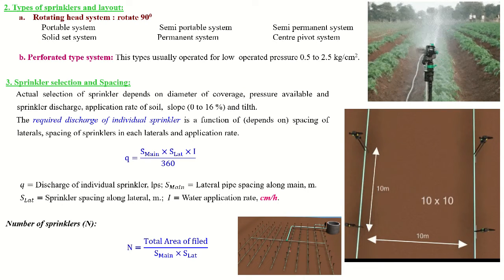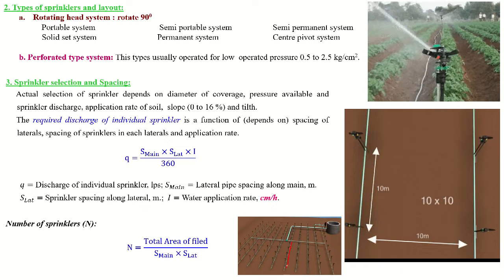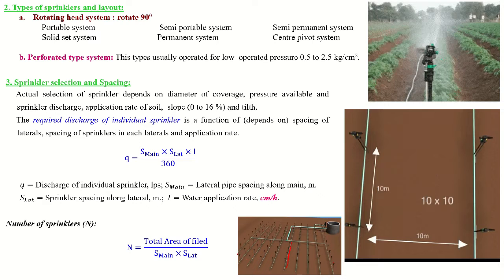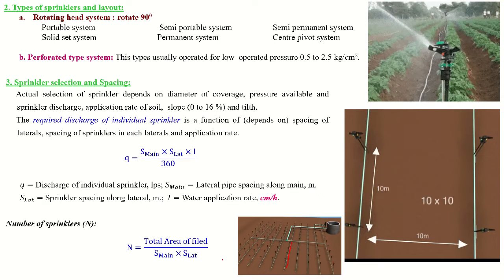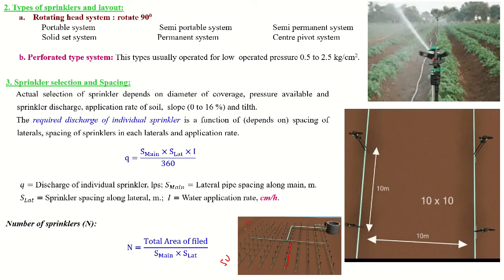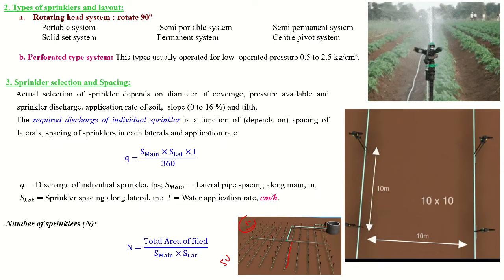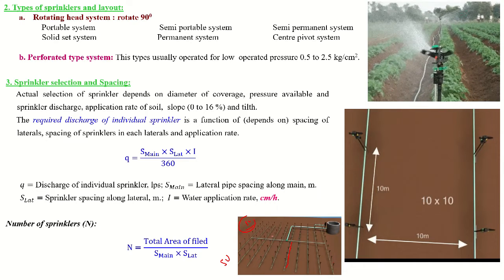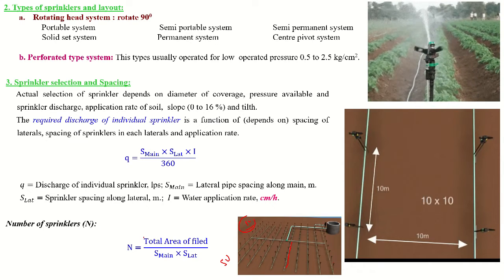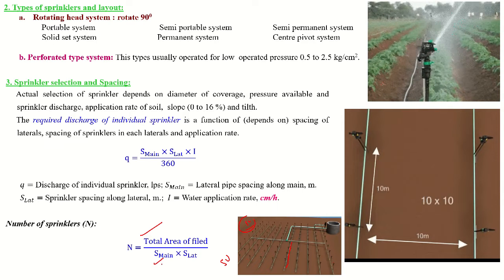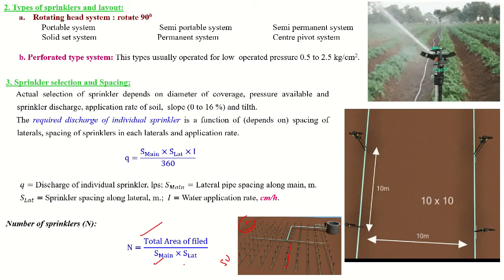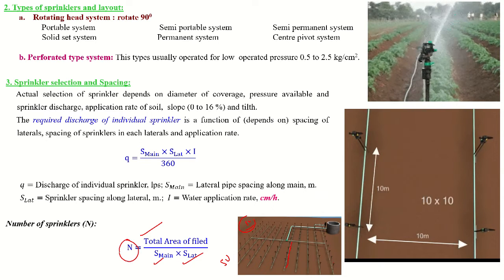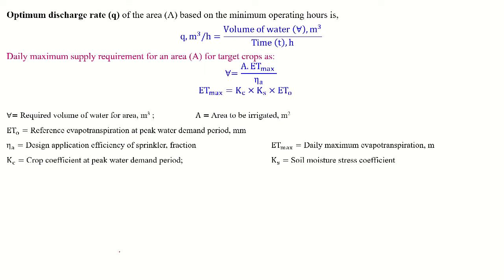And in this complete system, suppose I need to find how many sprinklers there are. Suppose in one lateral 1, 2, 3, 4 sprinklers are there. How many laterals are there? 1, 2, 3, 4, 5, 6, 7, 8, 9, 10. So here one side is 40, another side is 40, total 80. To calculate the number of sprinklers over your complete area, we can estimate the total area by the spacing between the main line or sub main and the spacing between laterals. If you use this formula, you can simply estimate the total number of sprinklers required for your area.